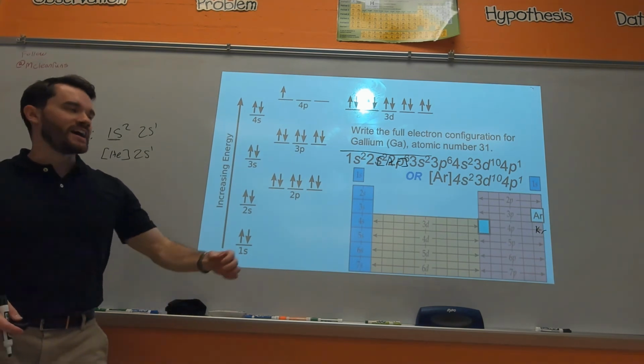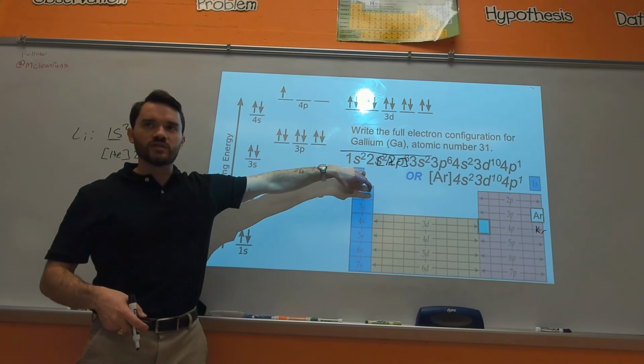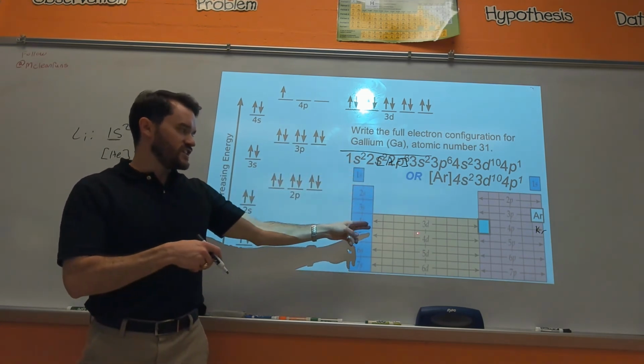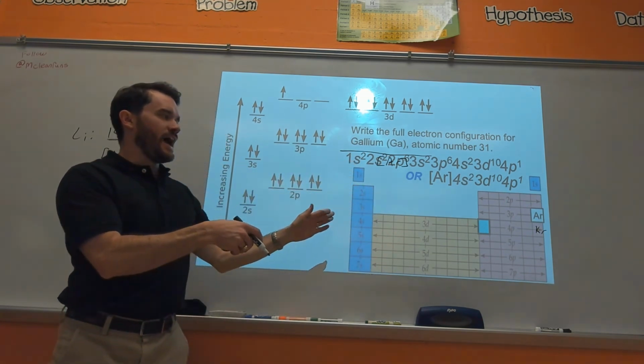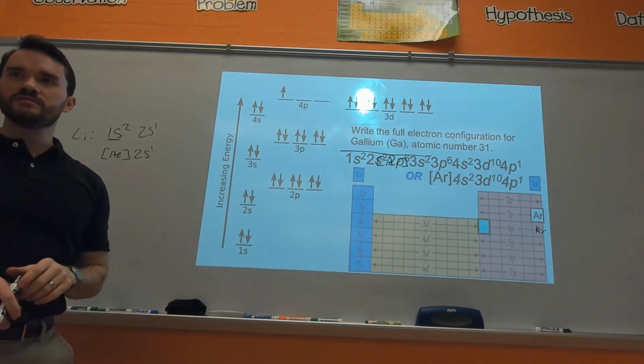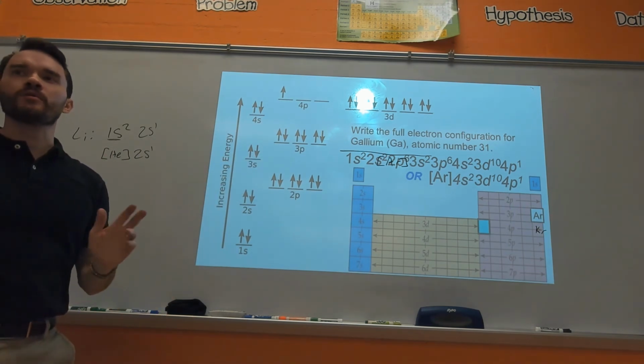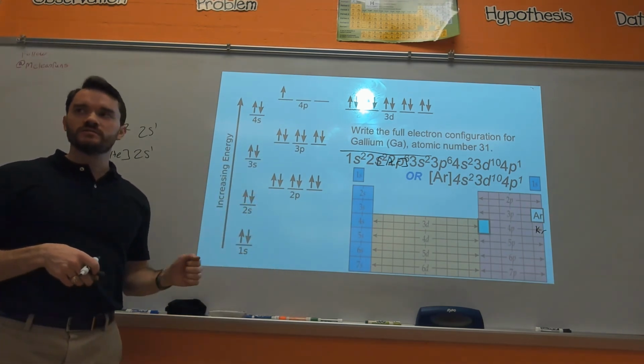So what you have to memorize is the first two columns are the s's, transitions are the d's, and then everything after the transition elements are the p's. That's what you have to memorize. Everything else just goes in order.